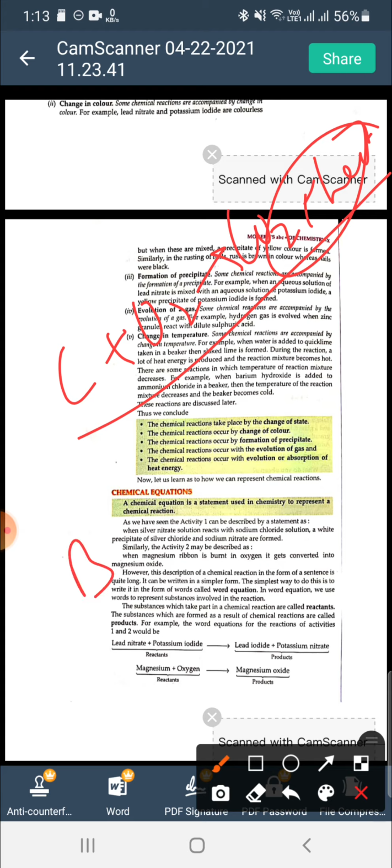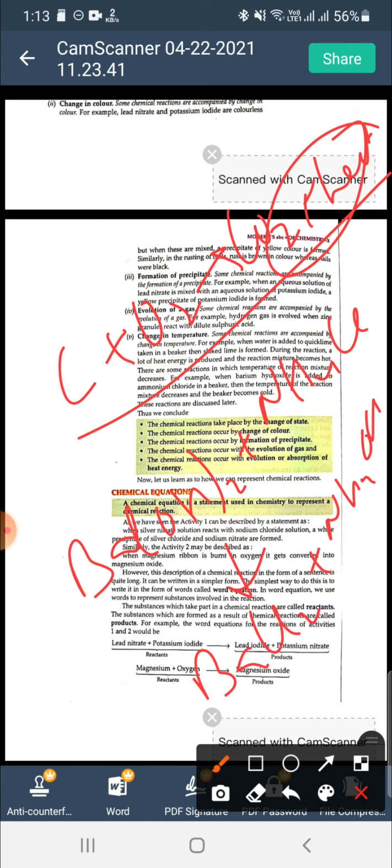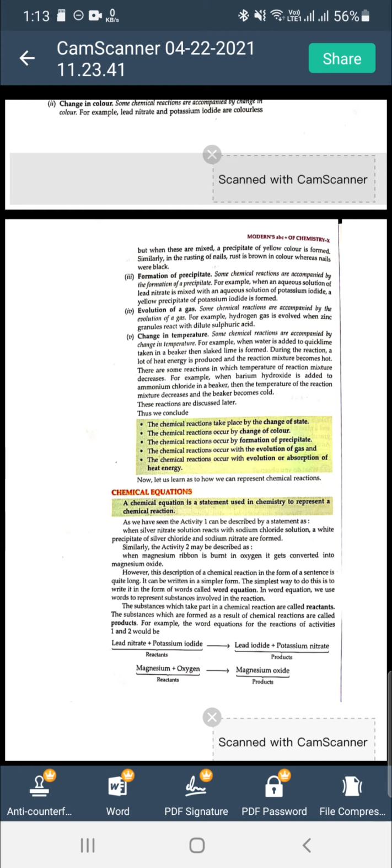And the second example is barium hydroxide plus ammonium chloride. When they both react with each other, barium chloride plus ammonium hydroxide is formed. In this, heat is absorbed and the beaker becomes cold. So when the beaker becomes hot or cold, we can confirm that a reaction is happening.